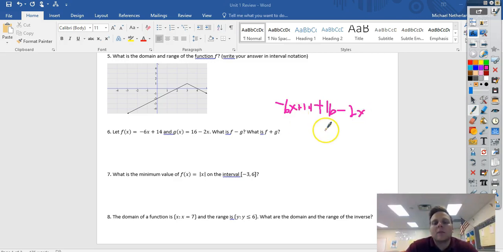So now, once again, I'm just going to put like terms together. Negative 6x, negative 2x makes negative 8x. 14 plus 16, that makes 30. So negative 8x plus 30.